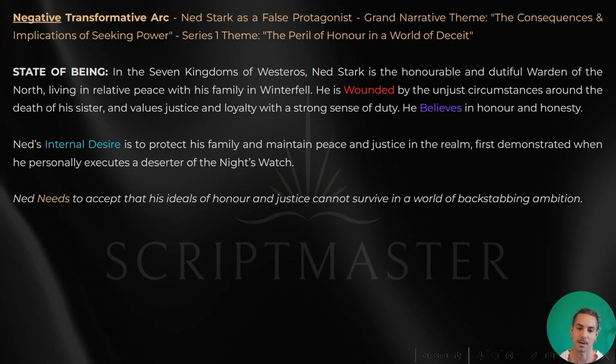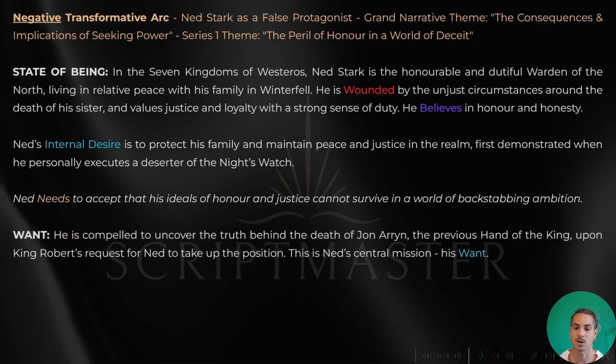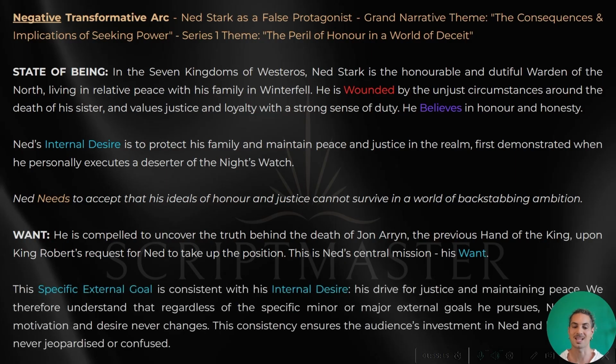of backstabbing ambition. He is compelled to uncover the truth behind the death of Jon Arryn, the previous Hand of the King, when King Robert requests Ned to take up the position. This is Ned's central mission, his want, his plot-specific external goal. And this specific external goal is consistent with Ned's internal desire, his drive for justice and maintaining peace.